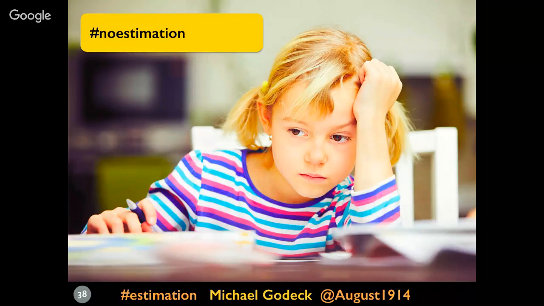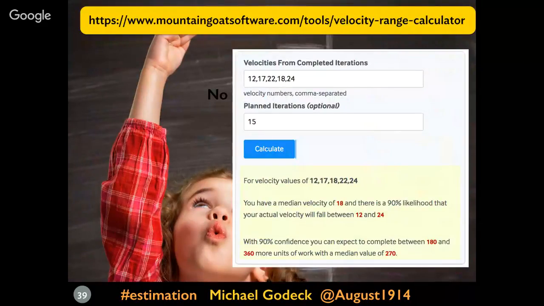But there's other schools for no estimation. Velocity calculation in Scrum is effectively sort of, at least it doesn't require, you can still do a full estimation process with velocity. So let's talk just a little bit about velocity, right? So this velocity calculator is on Mountain Goat Software. And Mountain Goat Software is Mike Cohn. It's a great resource on Scrum stuff. And the calculator is great, right?